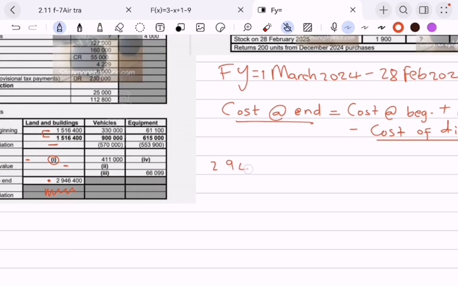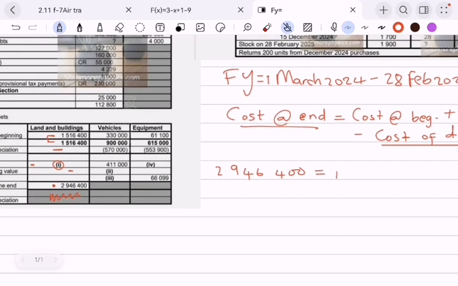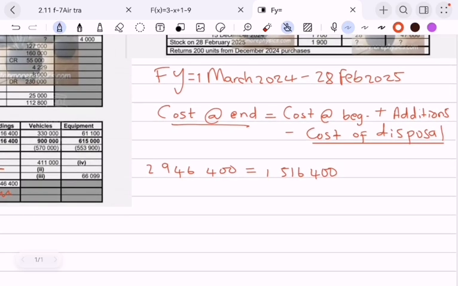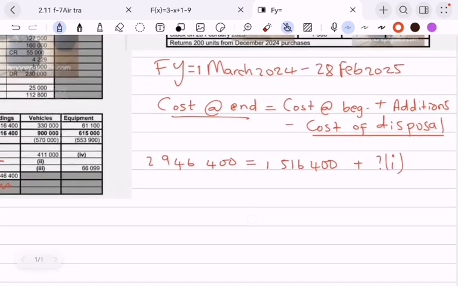So now you have 2,946,400. And then your cost at the beginning, that is 1,516,400. Beautiful. And then what about your additions? Your additions is just going to be a dash, or rather a Roman figure 1, because that's what we are looking for. So by Roman figure 1, we are looking for additions.